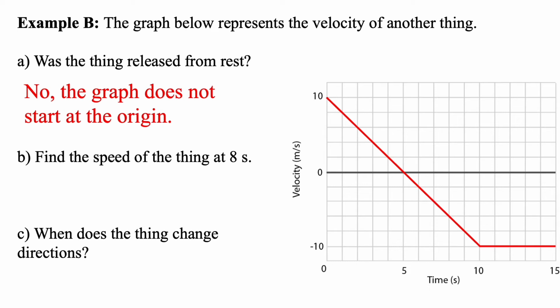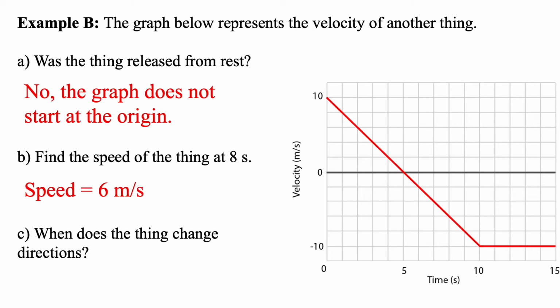And the way to know, if a velocity versus time graph is released from rest, it'll start at the origin. It'll pass through 0, 0. So if a velocity graph passes through the origin, that means it starts at rest. Part B, find the speed at 8 seconds. So 8 seconds is going to be right here. The vertical axis here increments by 2, and it's negative. So the velocity is -6. And again, speed's the absolute value of velocity, so the speed here is 6.